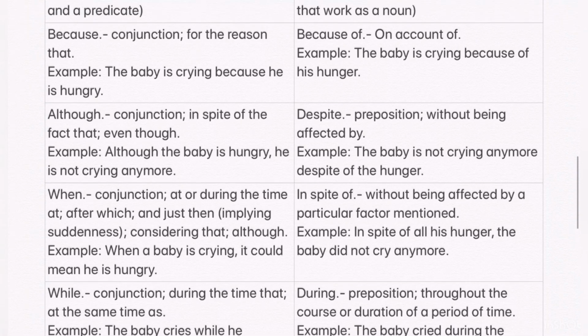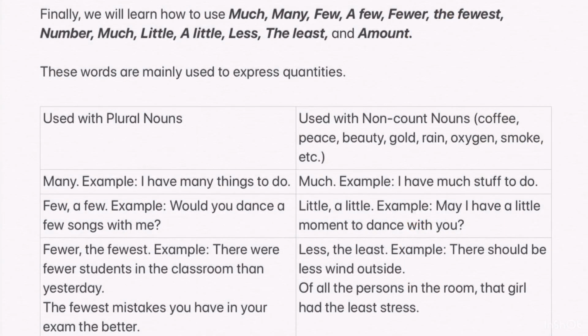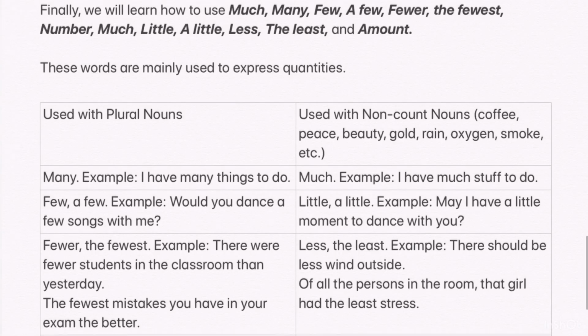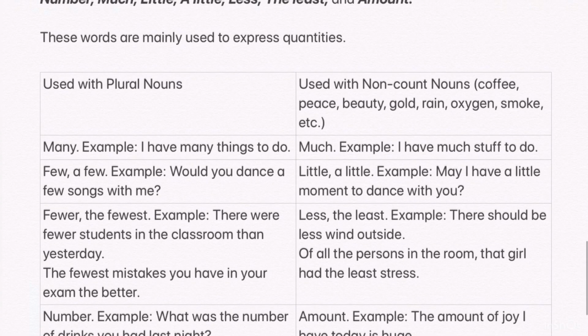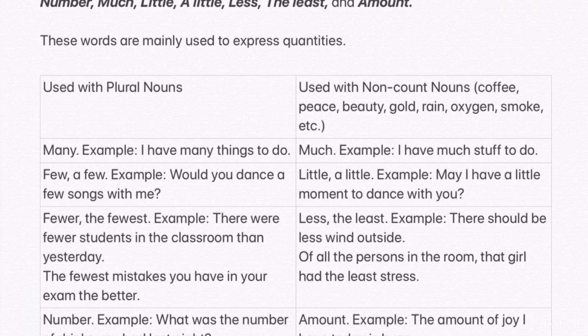and you can also see the sentences as an example, alright? Okay guys, and finally we will learn how to use much, many, few, a few, fewer, the fewest, number, much, little, a little, less, the least, and amount. These words are mainly used to express quantities. Son palabras que utilizamos para expresar cantidades, alright? How are we going to use them?